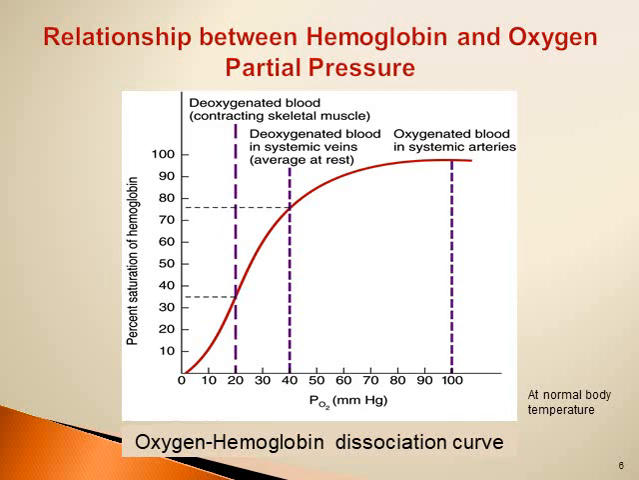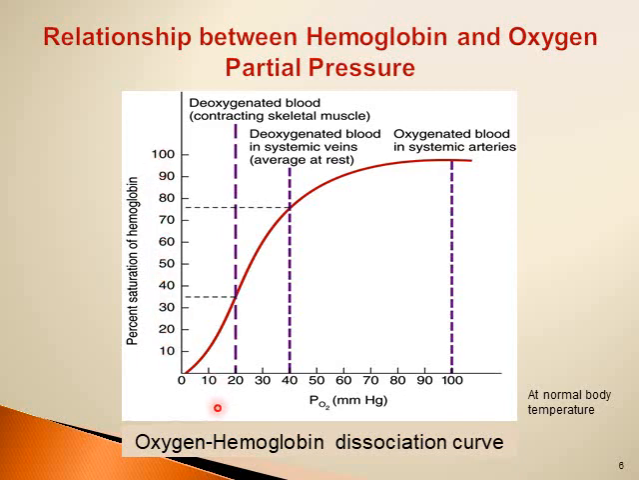Here we see a very important curve. This is called the oxygen hemoglobin dissociation curve. The x-axis represents the partial pressure of oxygen in the blood, while the y-axis represents the percent saturation of hemoglobin. So as we go up, it means hemoglobin becomes more and more saturated with oxygen.